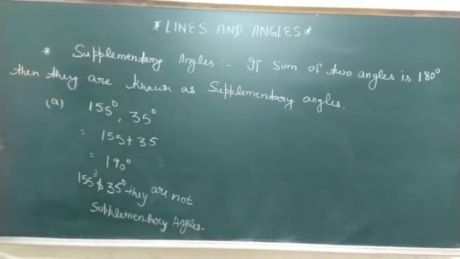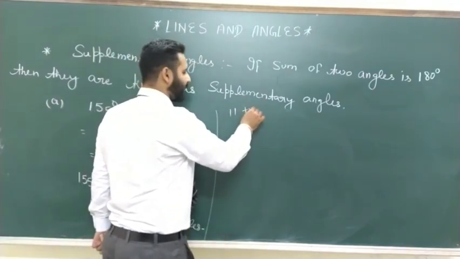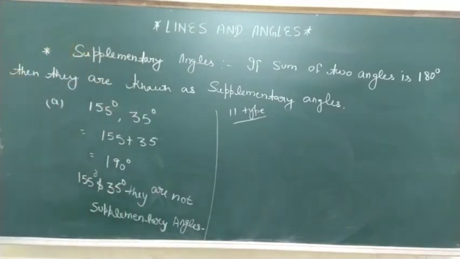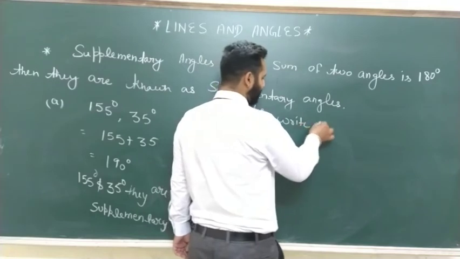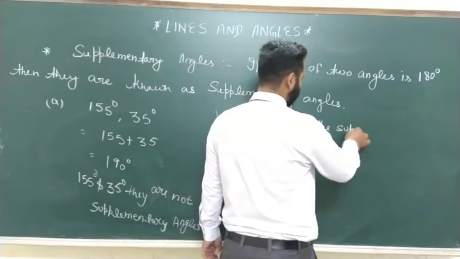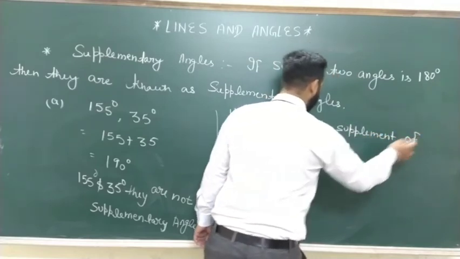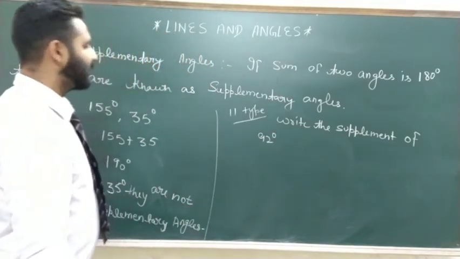Clear? Now, after this, the second type of question. What will come? Second type: if one angle is given to you and it's given that they are supplementary, you have to find the value of the second angle. For example, the question will come like this: write the supplement of 92 degrees. I am taking the example 92 degrees.